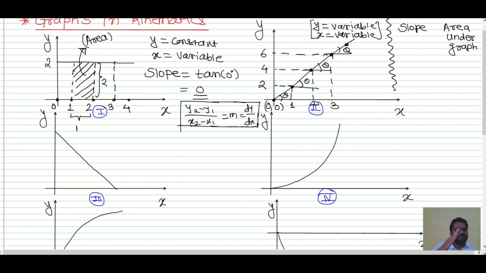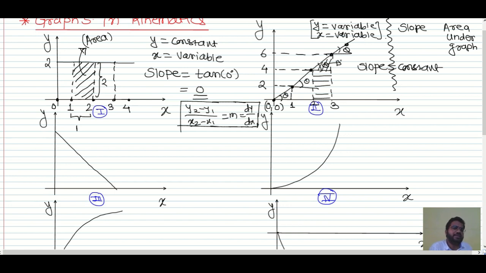Slope is the angle made by this line with respect to horizontal. At each and every point, tangent of angle, that angle is constant, right? Same we can say. So the slope is same, slope is constant we can say. So over here, slope is constant. And if you want the area, how to calculate the area, you can take this as a triangle and a rectangle.